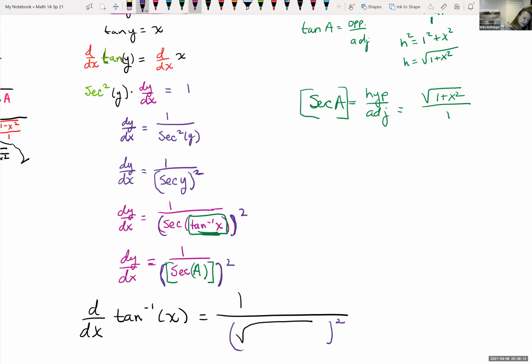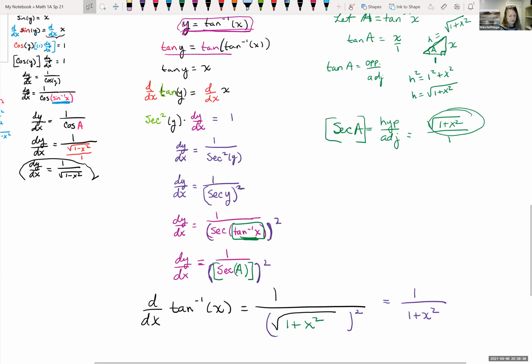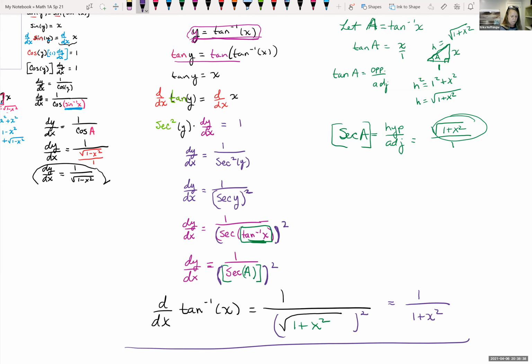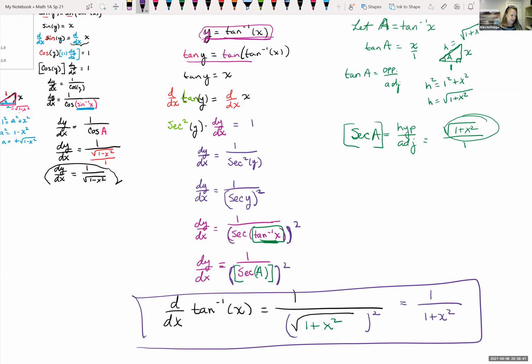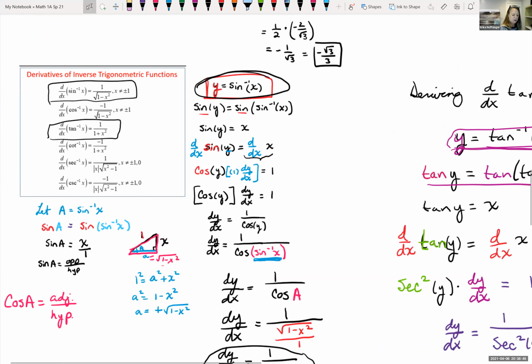The square root of secant of A, which is the 1 plus x squared. Squaring that gives us 1 all over 1 plus x squared. Which, if we look at it in that formula, was 1 all over 1 plus x squared.